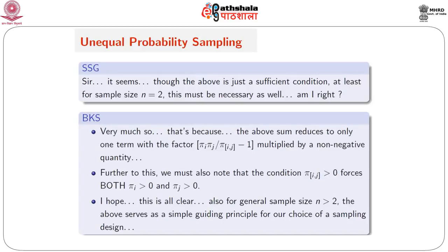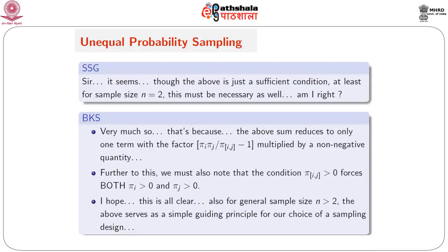Sir, it seems though the above is just a sufficient condition, at least for sample size n equals 2, this must be necessary as well. Am I right? Very much so. That is because the above sum for variance estimation reduces only to one term, namely the factor (yi over pi i minus yj over pi j) whole square multiplied by (pi i pi j over pi ij minus 1). This is the only factor, and there is only one term. The square term involving the data is already non-negative, so you need the multiplier to be non-negative, and that amounts to pi i pi j greater than or equal to pi ij.